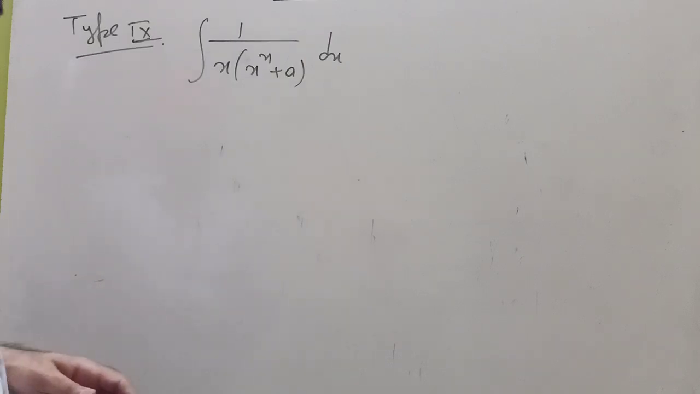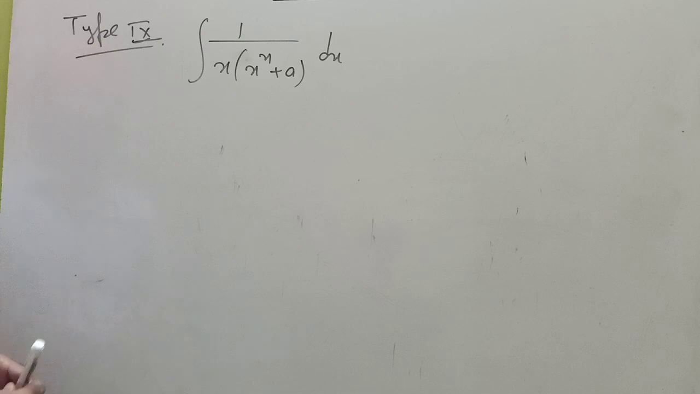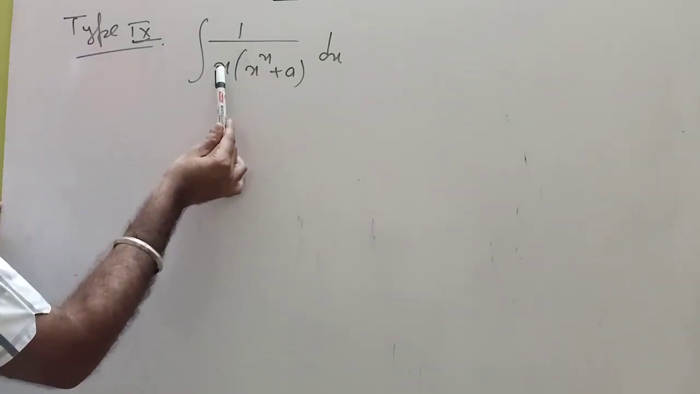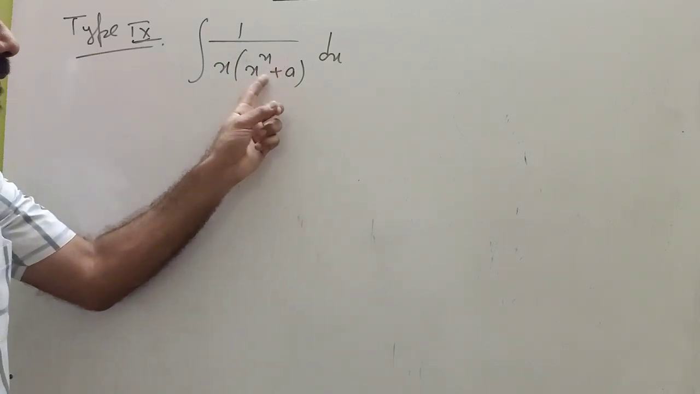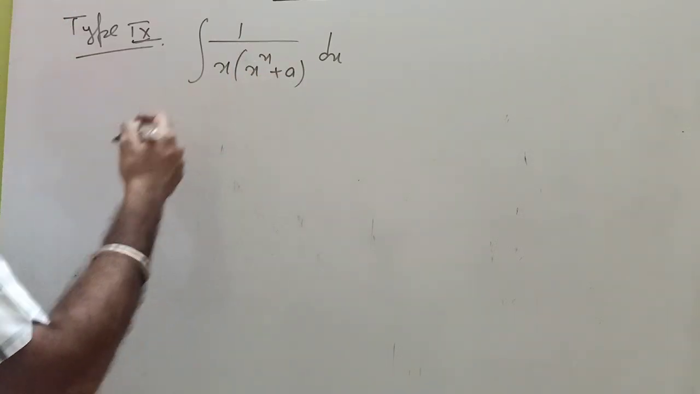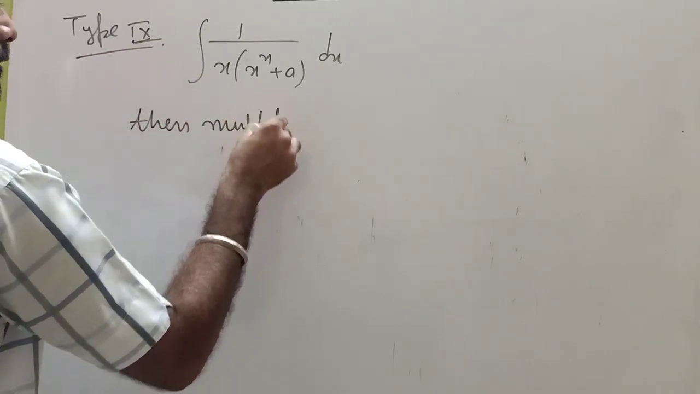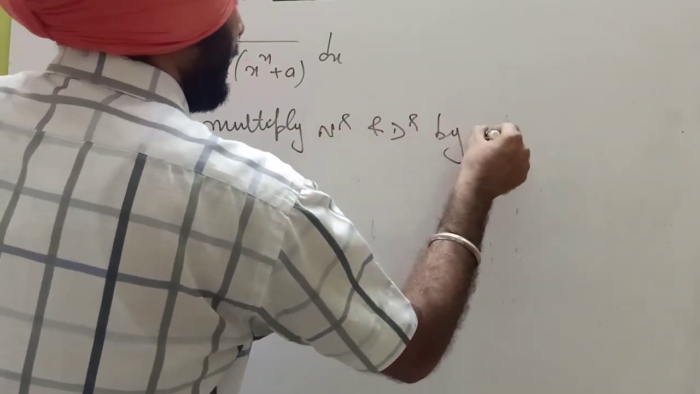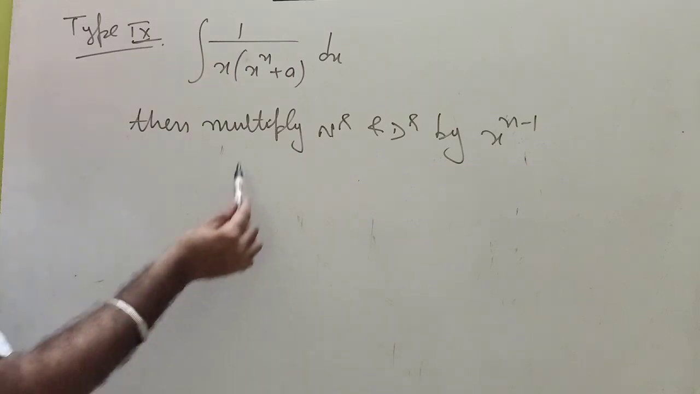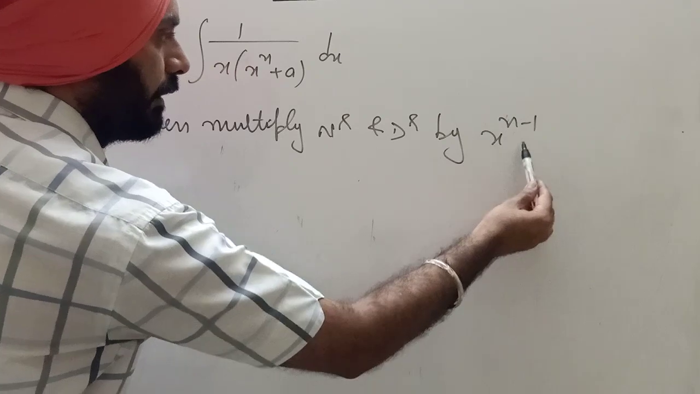Now after partial fractions, we have already done 8 types in the last videos. Now the type number 9 is, when the question will be of this type, 1 over x into x raised to power anything plus a constant or minus a constant. It can be minus also. Clear? Then multiply numerator and denominator by x raised to power n minus 1. Suppose that there is x raised to power 5. So we will multiply by x raised to power 4.